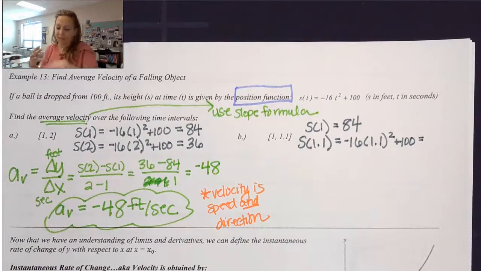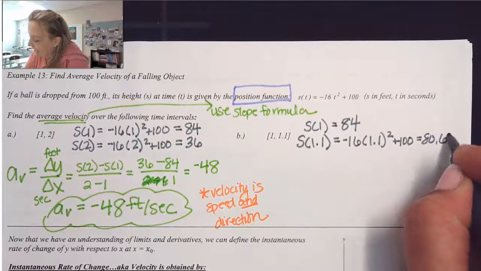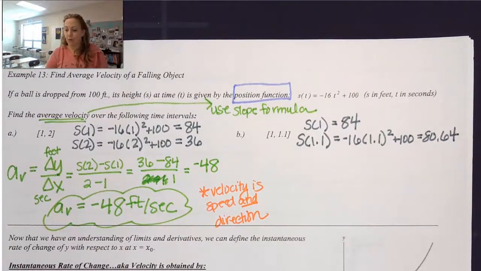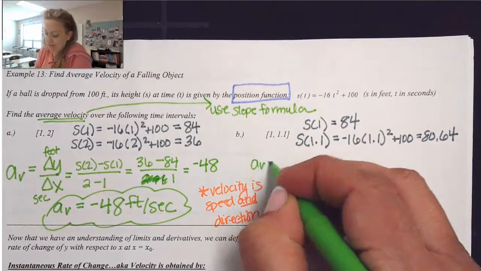And you can punch that in your calculator. I know y'all are capable of that. And I ended up getting 80.64. So now that I have the y values, I can now find the average velocity.